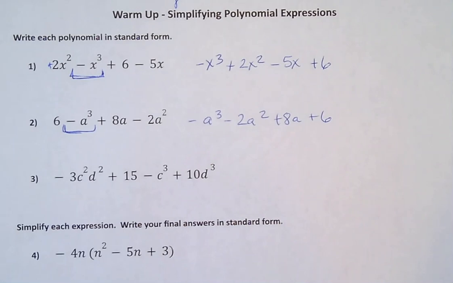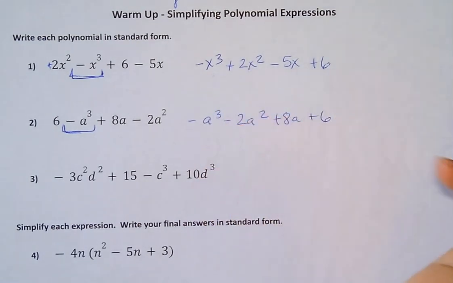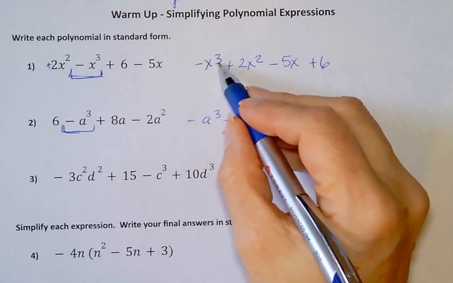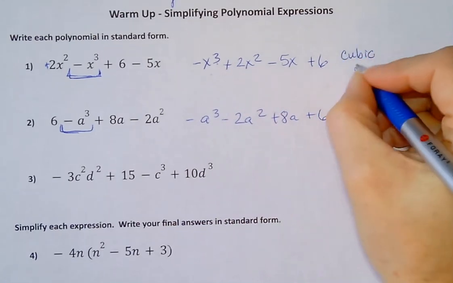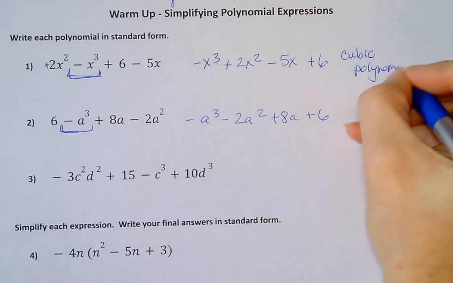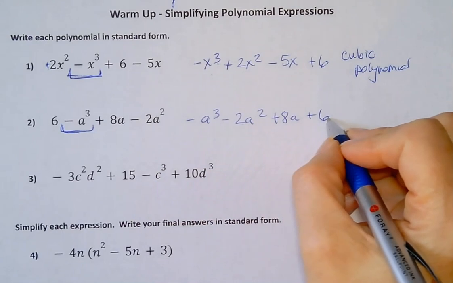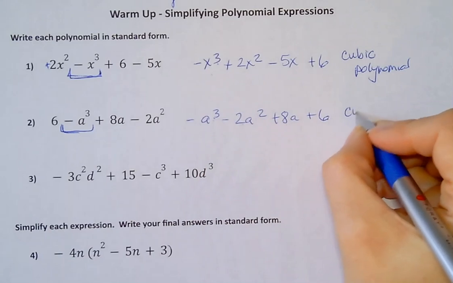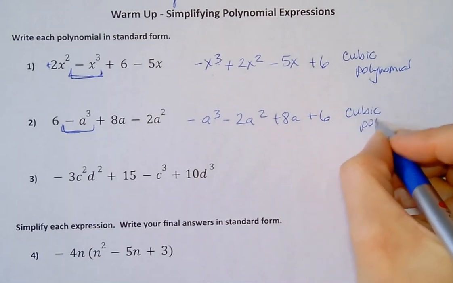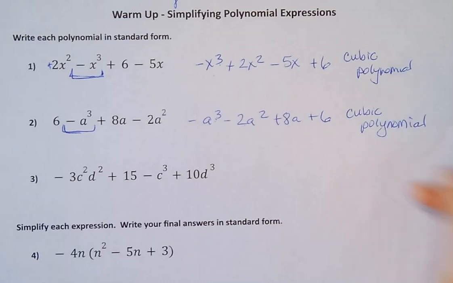Okay, if I wanted to classify either of these, this is a 1, 2, 3, 4 four-term polynomial, so just call it a polynomial, and its highest exponent is 3. So you weren't asked to do this, but just to remind you, this would be a cubic polynomial. And so would this. It's 1, 2, 3, 4 terms, so I'm just going to call it a polynomial, and the highest exponent is 3, so we're going to call this one also a cubic polynomial. You weren't asked to do that. I'm just reminding you.